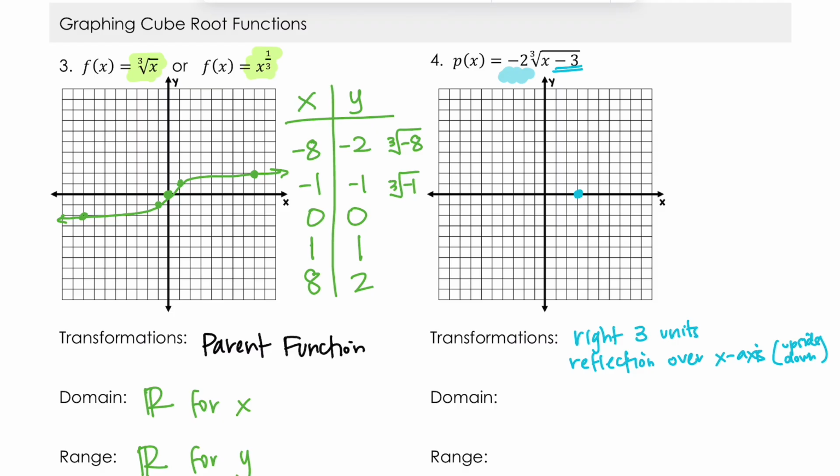That's the negative part. The 2 is saying it's going to be stretched out. It's going to be twice as tall. So stretch by a factor of 2.